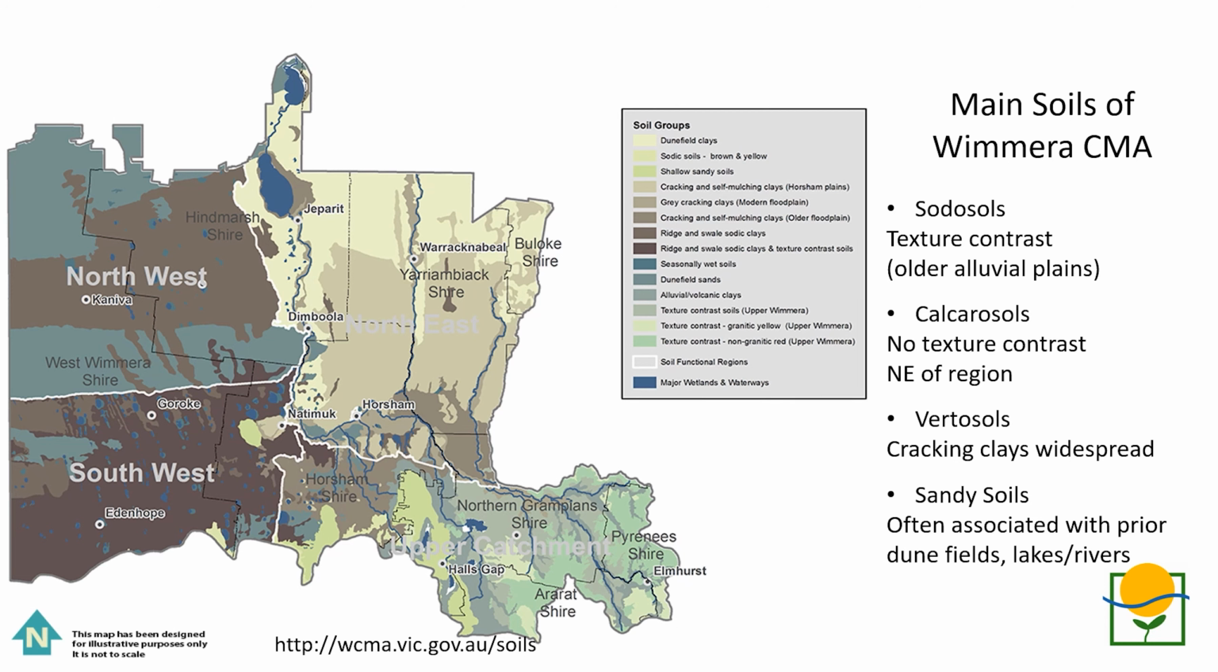In the Wimmera CMA region, there's a wide range of soil types, and they display a wide range of soil pH conditions. In the main soils of the Wimmera CMA, we can look at them as being soda soils, which are soils that have a texture contrast, calcarosols, which don't have a texture contrast, the vertisols, which are the cracking clays, which are widespread in the cropping areas of the central Wimmera, and sandy soils, which are often associated with dunes and lakes and rivers.